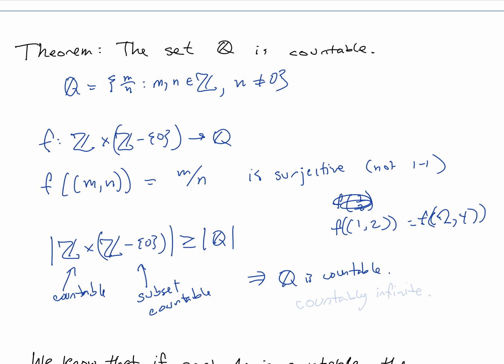We know it's infinite, in fact, so it's countably infinite because there are infinitely many rational numbers.